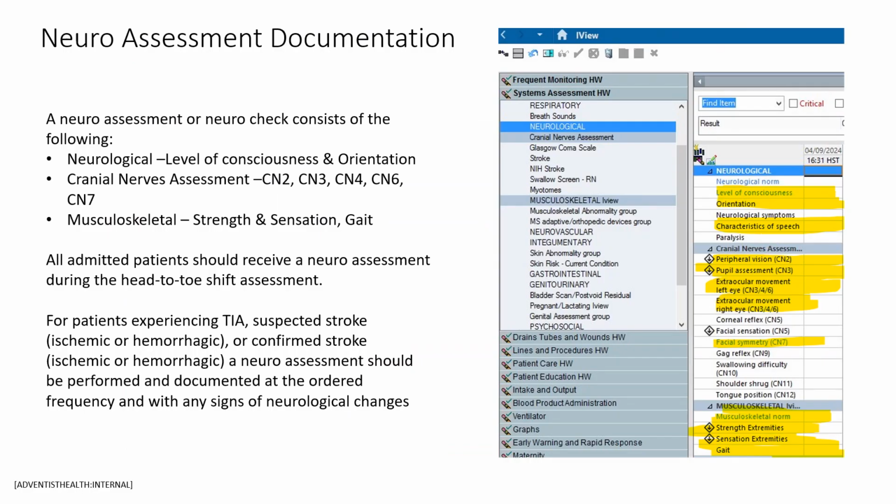Now let's talk about stroke documentation. A baseline assessment is needed for patients who are admitted or develop ischemic or hemorrhagic stroke. These assessments can be found in multiple areas under iView Systems Assessment. They are neurological, cranial nerves assessment, musculoskeletal, stroke, NIH stroke, and swallow screen RN.